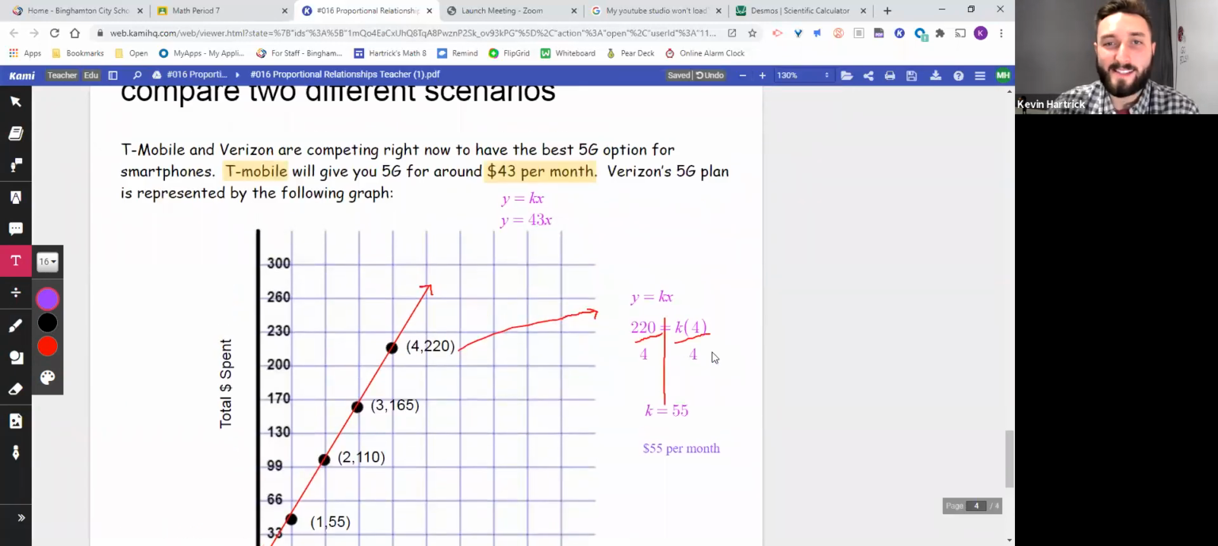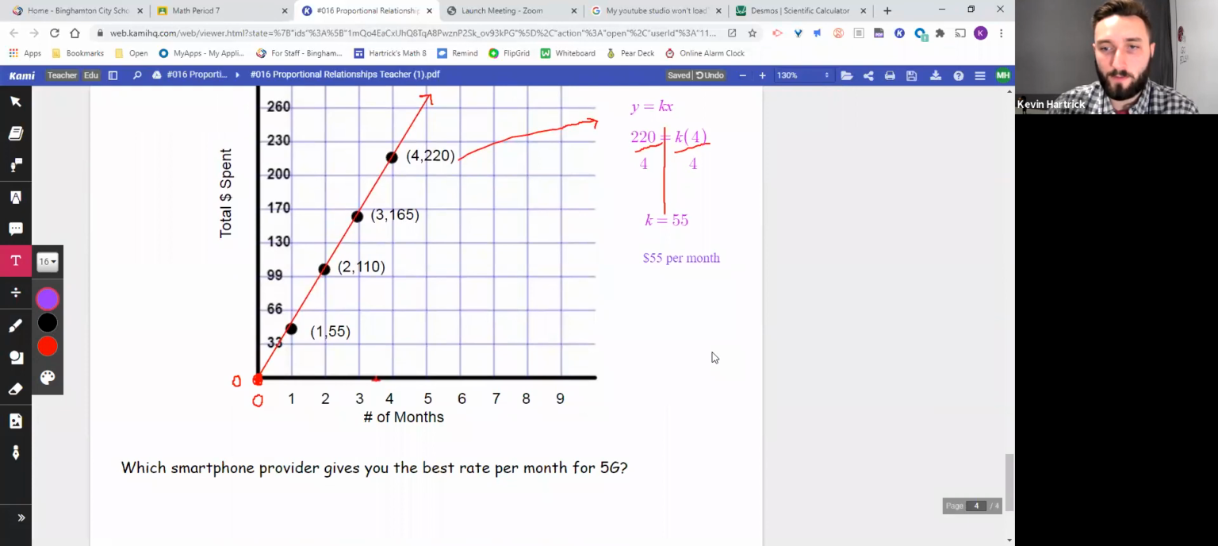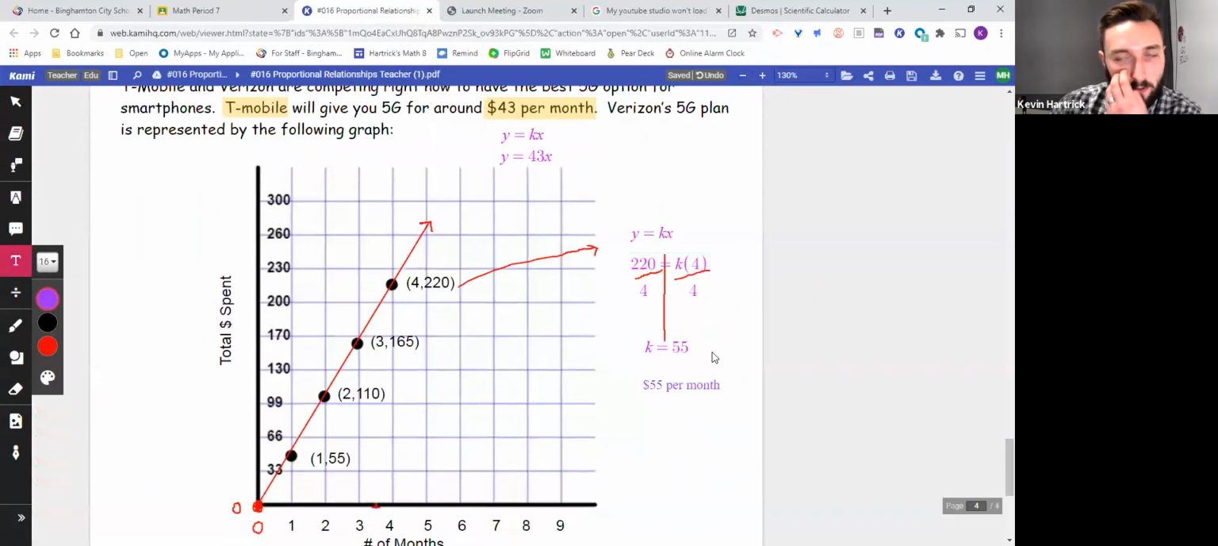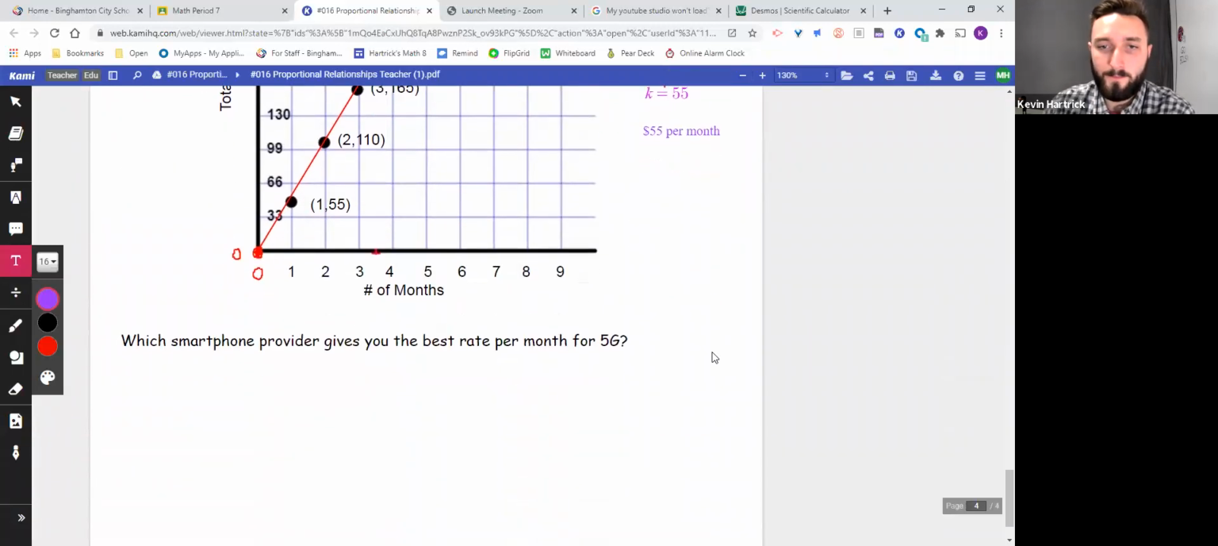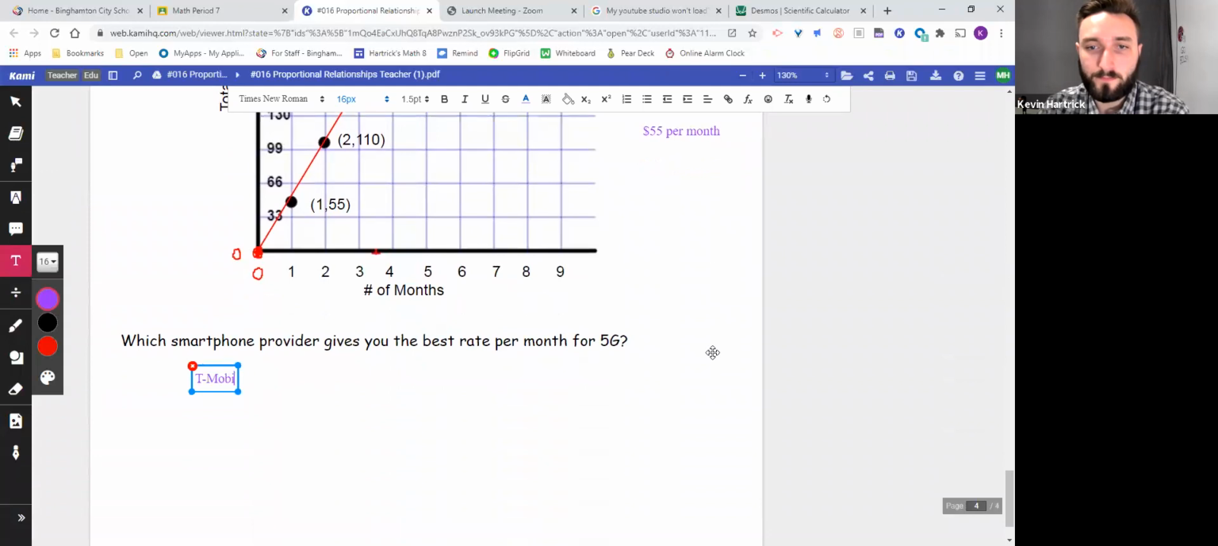Now, last step is to determine which smartphone provider gives you a better rate. Well, a better rate in this case would be a smaller dollar amount per month, right? You don't want to pay more than you have to. So it looks like in this case, T-Mobile is giving you a better dollar ratio per month. So you're going to say T-Mobile is giving us a better rate per month for 5G.